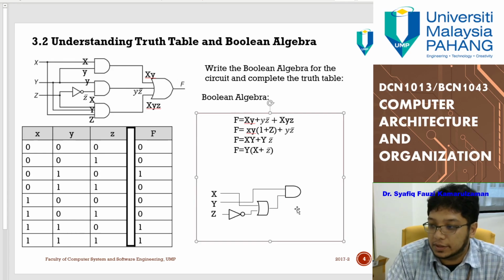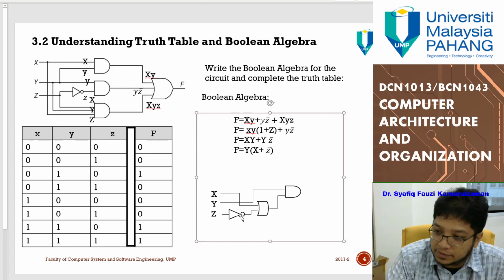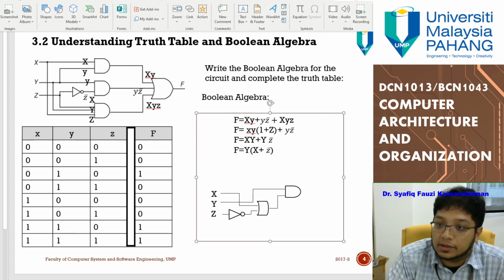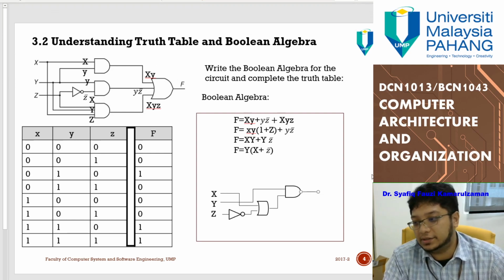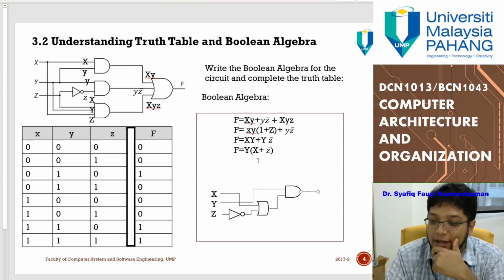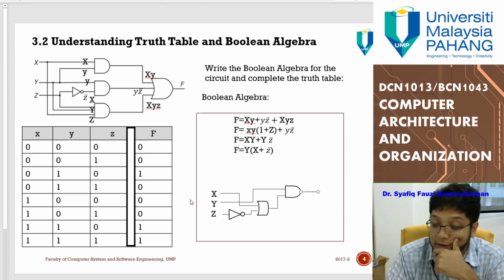So you see that this one is z becomes z bar. And then z bar you add with x, and then y will multiply with the result from this x plus z bar here. And this will be the last answer. So this is the same circuit that can produce this truth table.